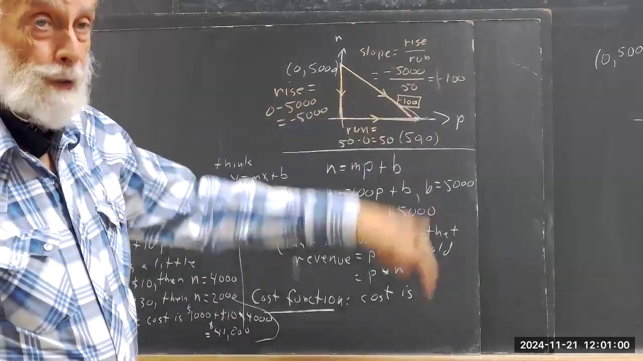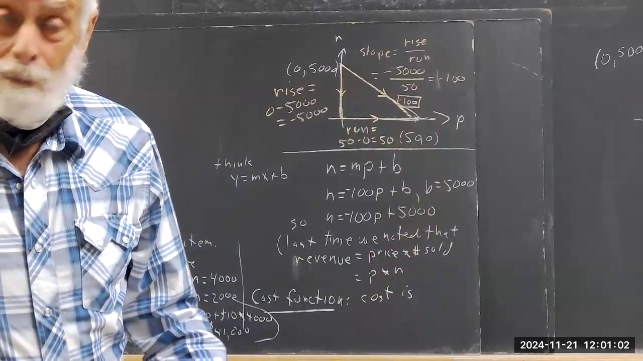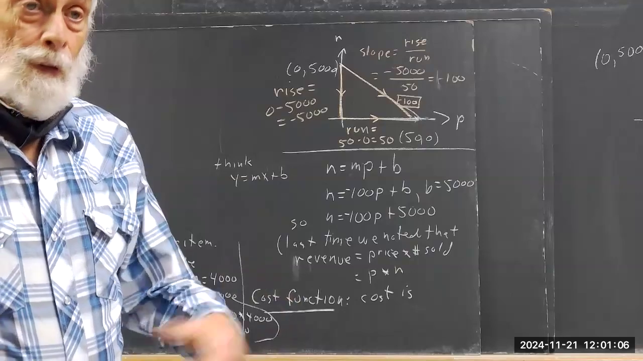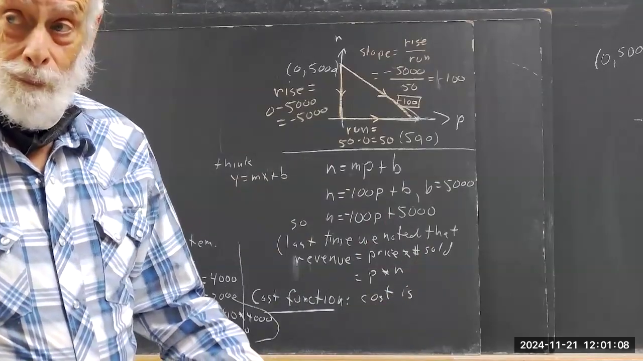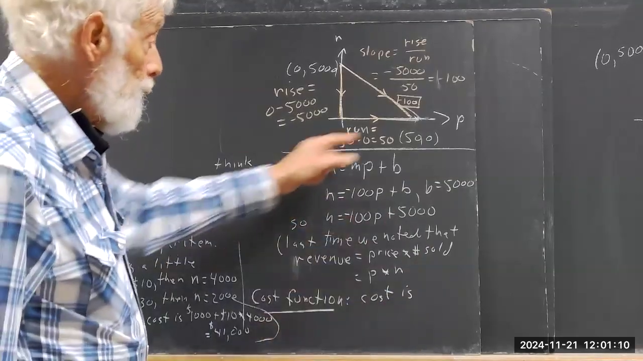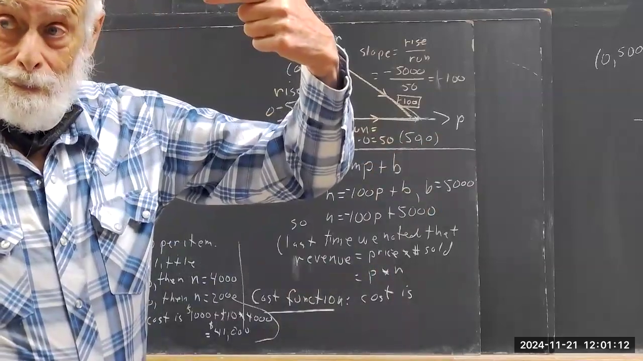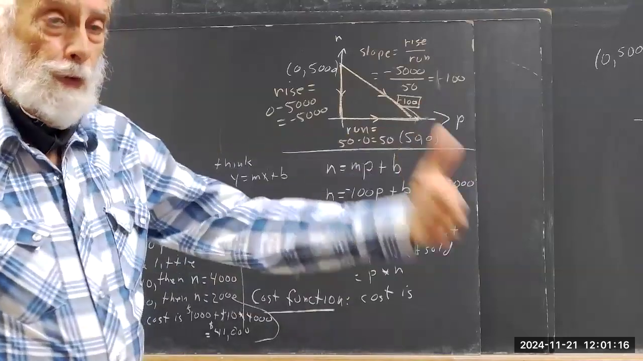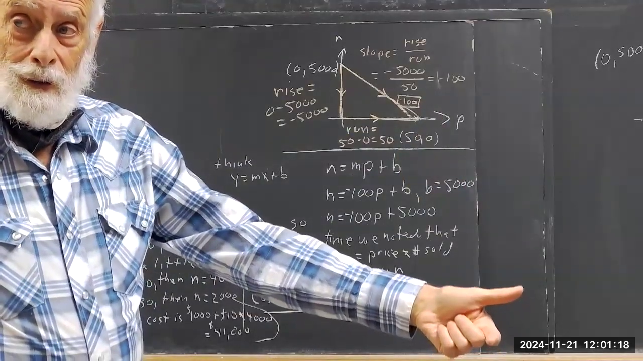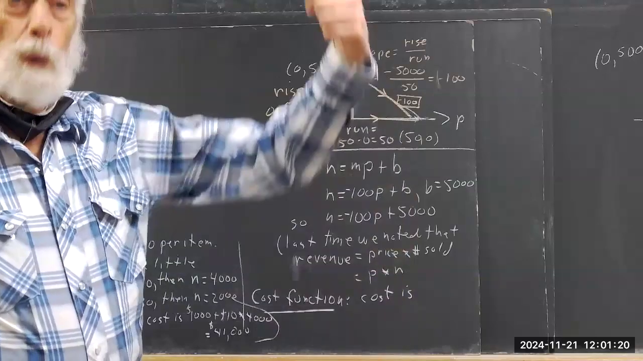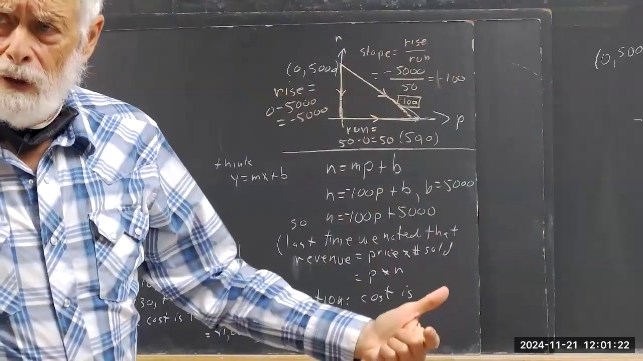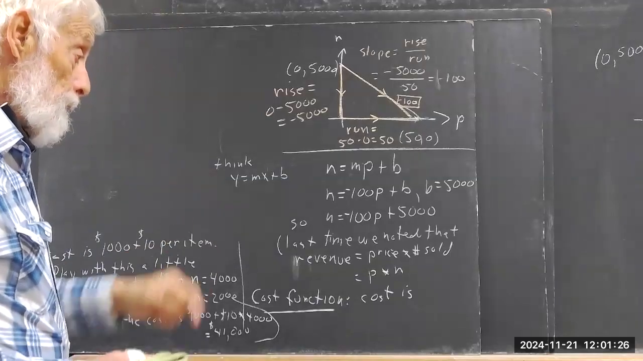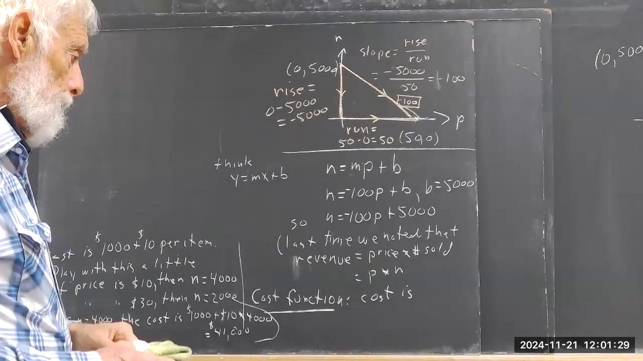The higher we set the price, the fewer we have to manufacture. Okay. The fewer we're going to have to sell. But of course, we're selling them for a greater price. So we have two trends here. The greater the price, the fewer we sell. But the greater the price, the more we make. How does that balance out? All right. What do you think about that?